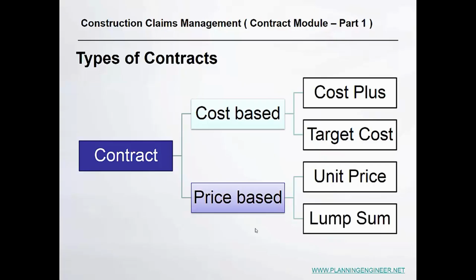The most common contract types in construction projects are the price-based contracts, which are divided into two contract types: unit price and lump sum. We will carry on and discuss these types in detail.